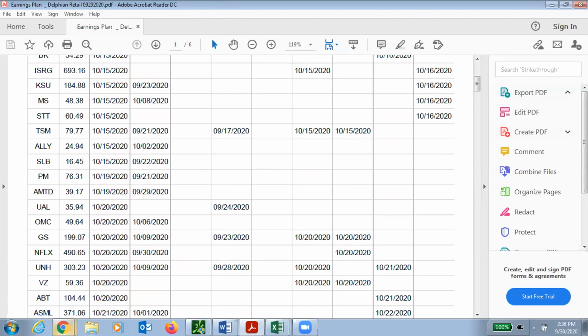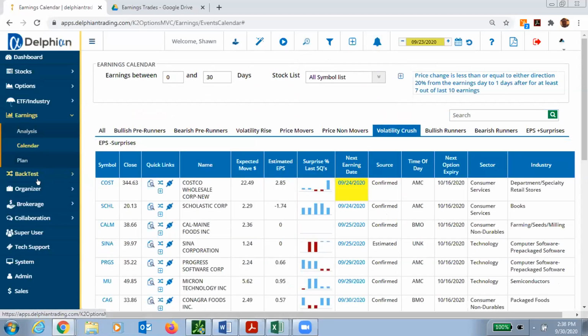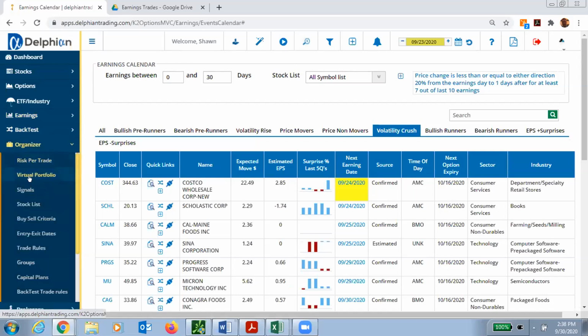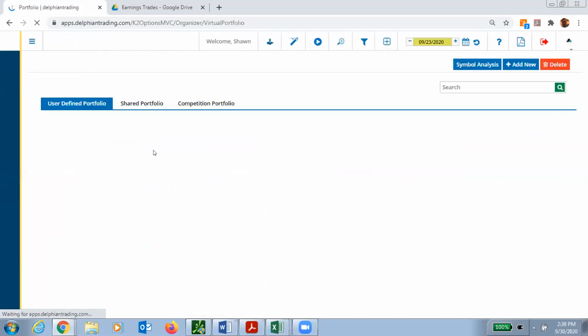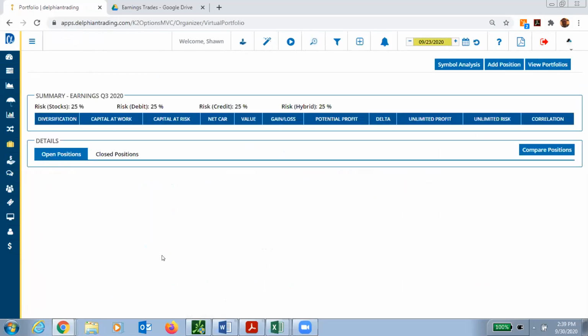I already added the Goldman Sachs to my virtual portfolio. Let me show you real quick. So if I go in here and I come to my organizer, virtual portfolio, I added Goldman Sachs in there, and I added it into this one.